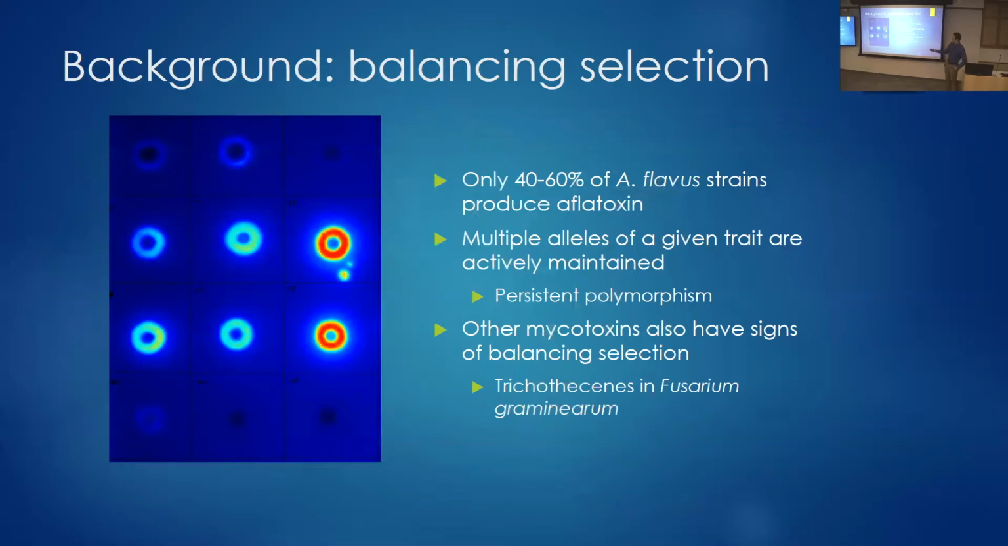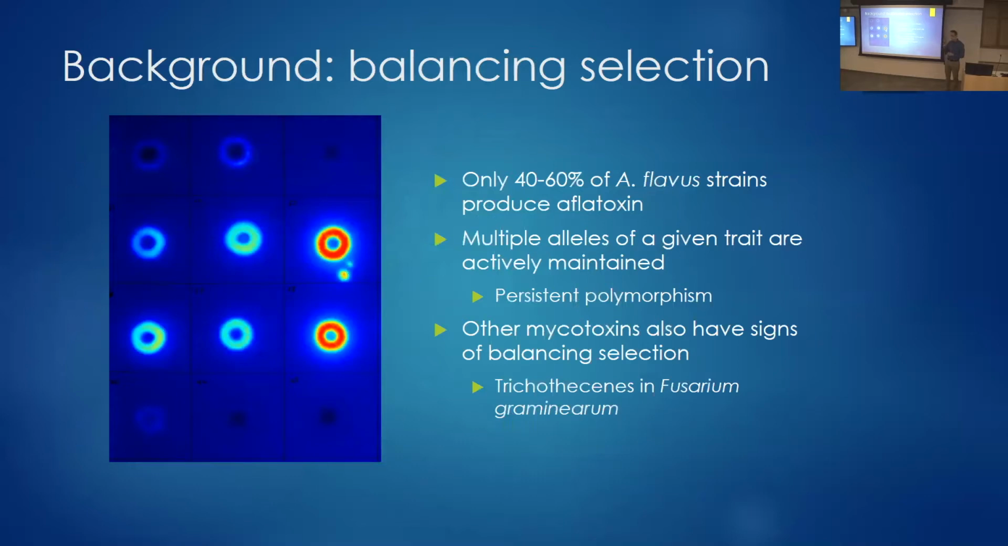But what you can see here is that different isolates produce different amounts. So these two are not producing any. This one's producing, these two are producing a little, these are producing more, and these two are producing just a lot of aflatoxin. And what this illustrates is that only 40 to 60% of Aspergillus flavus isolates produce aflatoxin. And people have looked at the genetic code. So this happens across the country, 40 to 60%, all over the place.